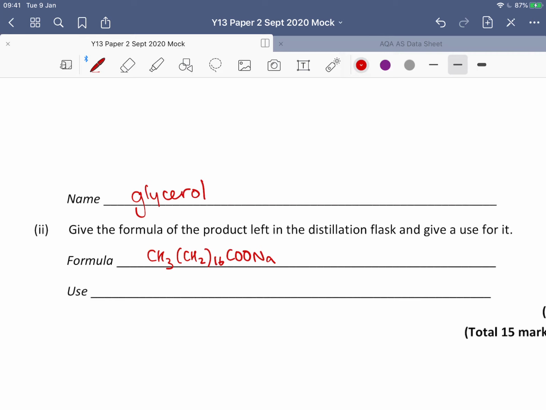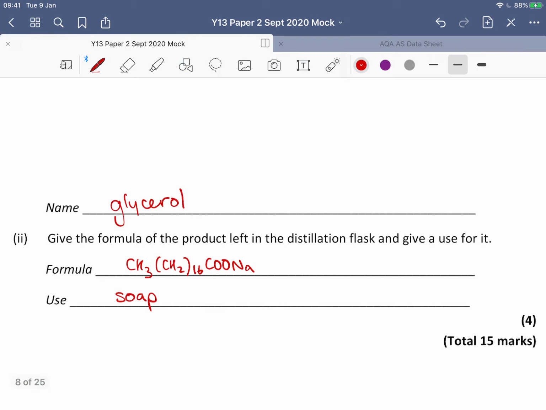And then if you think about when we covered this, the one that the sodium salts make is soap. And I know some of you put biodiesel. That is only going to happen if you've reacted your triester or your triglyceride with methanol, because then you get methyl esters. But here it's a soap. Oh, incidentally, that should have been 6 marks.